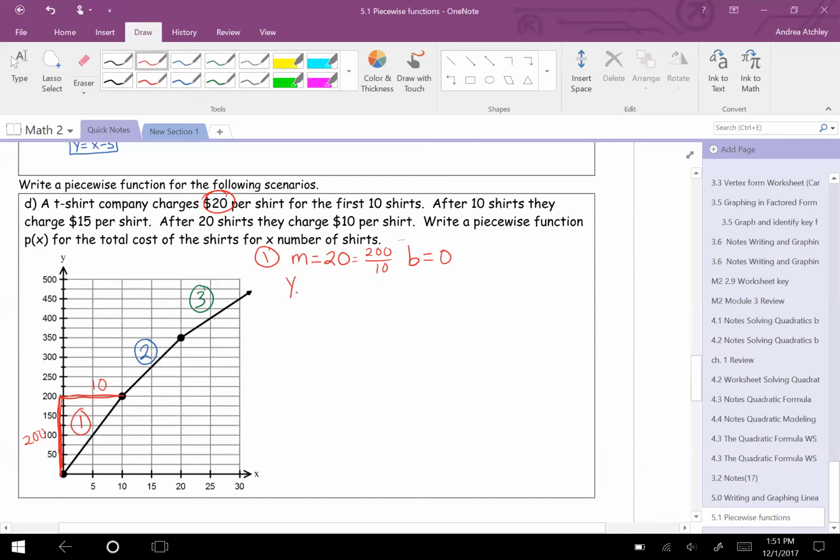So then we plug it into y equals mx plus b. And then we get y equals 20x plus 0. That's my equation. Now, because this line doesn't continue on and forever go up at a rate of 20 per shirt, we need to have a domain for it. For this equation, the domain has a beginning and an end.